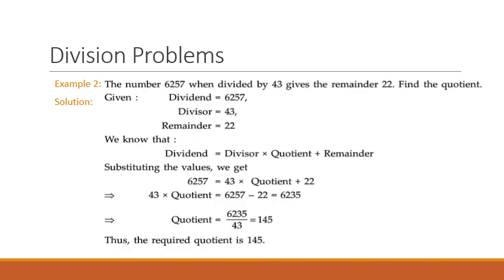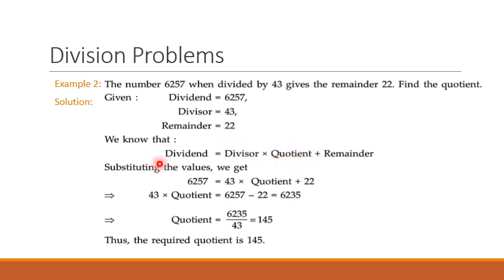Now let's see one more example. Example 2. The number 6257 when divided by 43 gives the remainder 22. Find the quotient. Now in this problem we are going to use the division algorithm. Now it's given dividend is 6257. Divisor is 43 and remainder is 22. And I don't know what is the quotient.